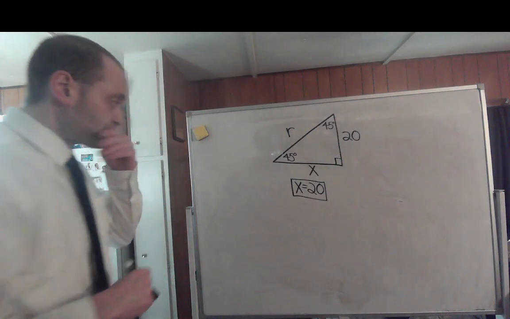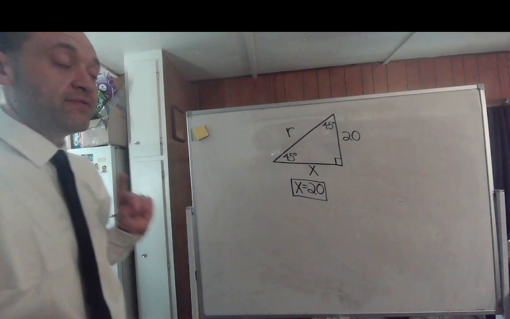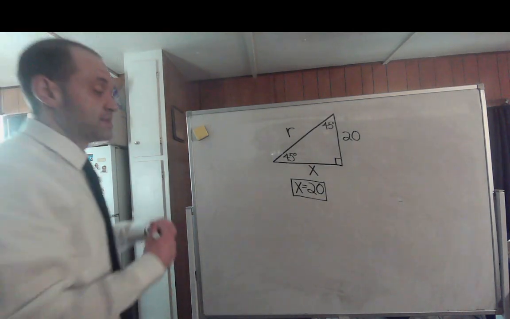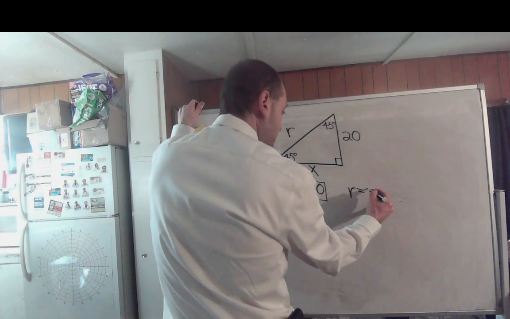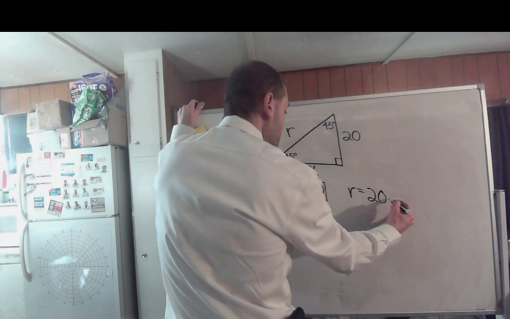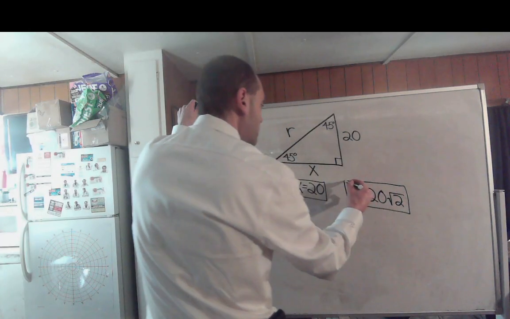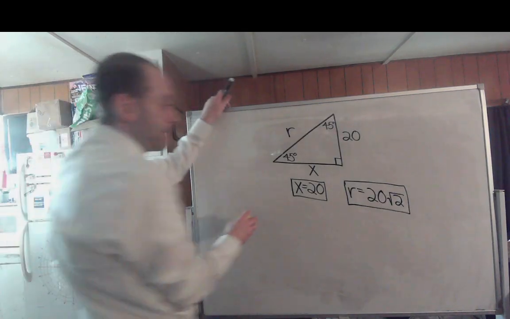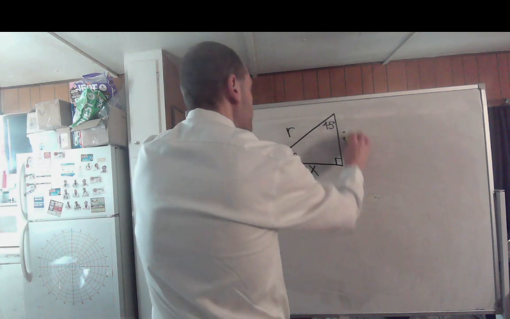Now, what's true about the hypotenuse in a 45, 45, 90 right triangle? That it's the square root of 2 times as long as one of the legs. So that means that r is literally going to be 20 times the square root of 2 for the answer. So r would be 20 times the square root of 2. All right, 3 more of these, then we'll be done.